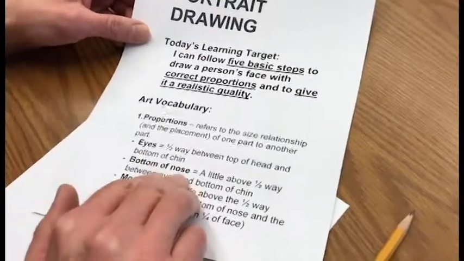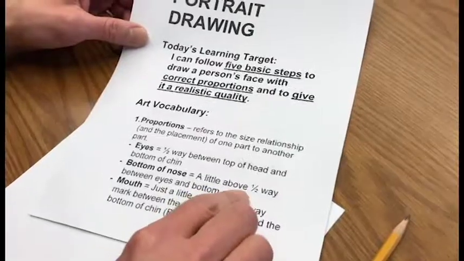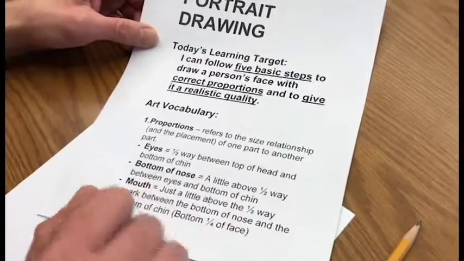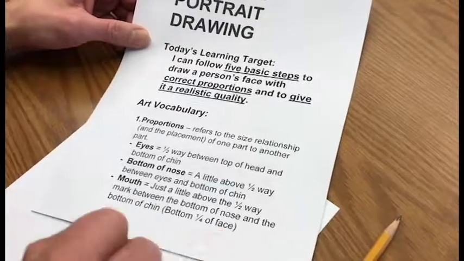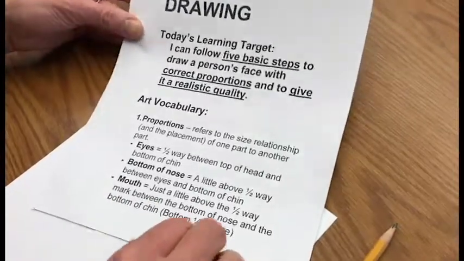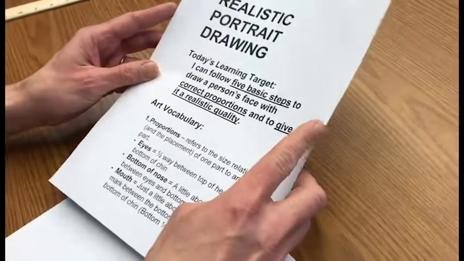Our nose, or the bottom of the nose, is going to be a little above halfway between the eyes and bottom of the chin, and I'll show you this. And then the mouth is basically going to be in the bottom quarter of the face. So I'll show you this. I'll actually demonstrate it.